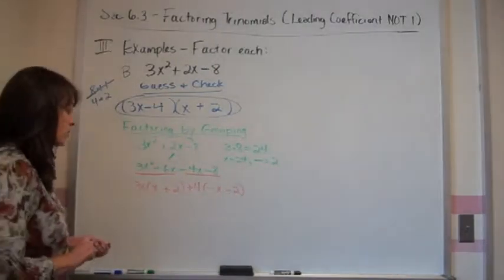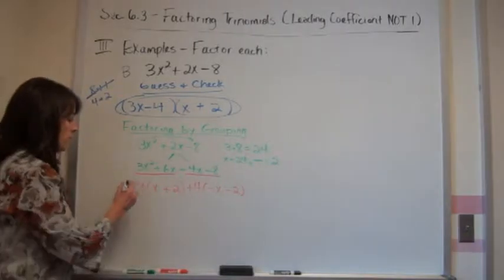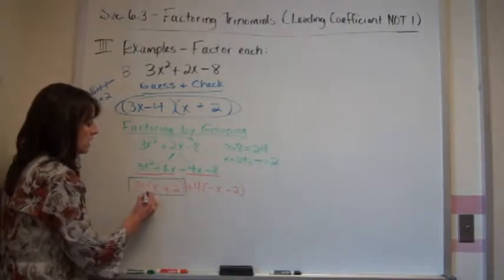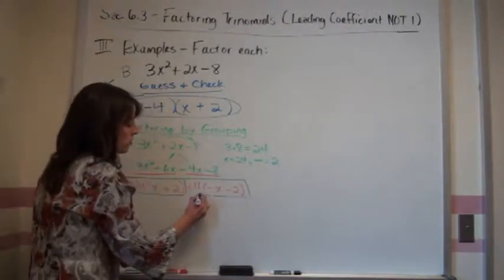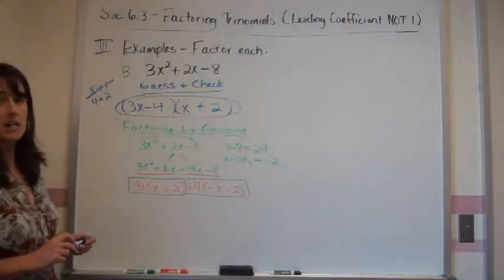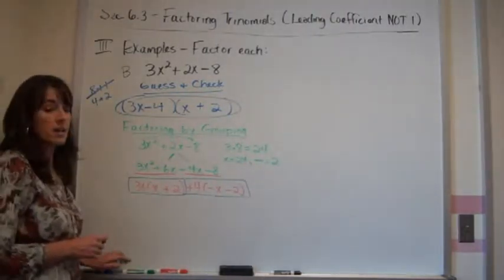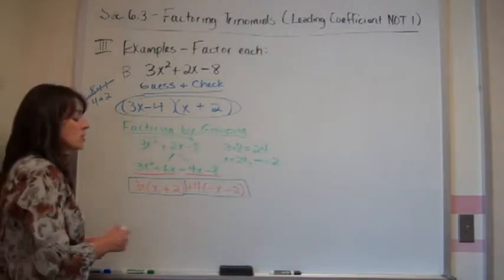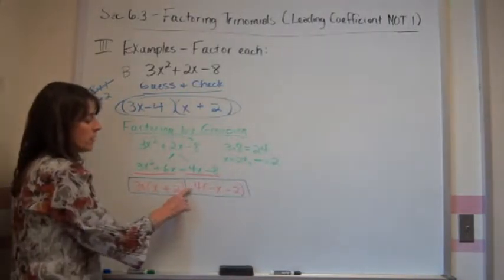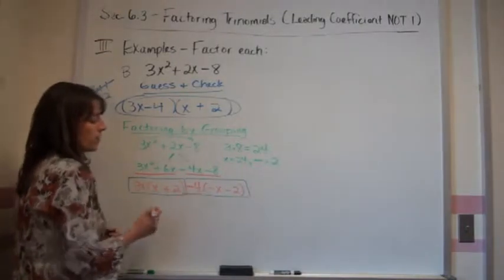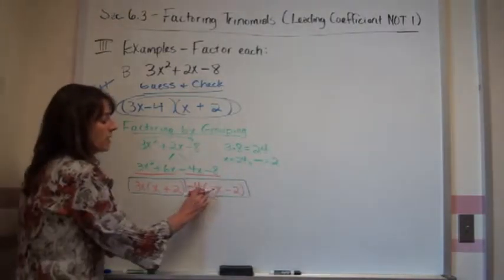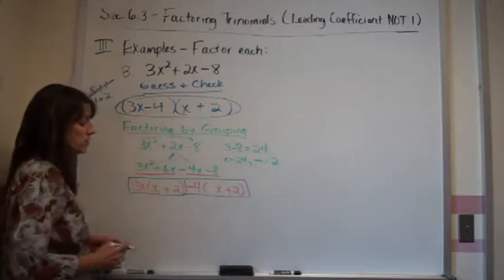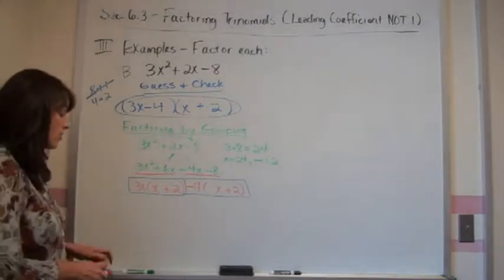But notice that when I'm looking at this and I'm trying to group up this very odd looking term here and this very odd looking term here, I want the parentheses to be identical. Those parentheses are not identical. And if they're not identical, I cannot divide out the common binomial. So what if instead of dividing out a positive 4, I divided out a negative 4? If I did, then this would be a positive x and this would be a positive 2. Now those parentheses are identical.